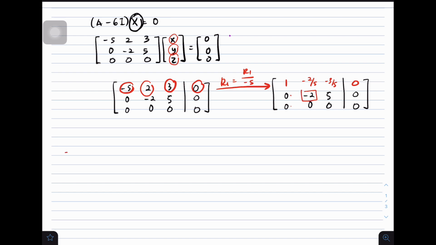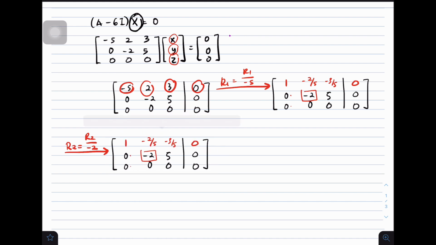Therefore, we need to do the operation where row number 2 is equal to row number 2 divided by negative 2, because we want that one to become 1. So it will change only row number 2. Row number 1 and row number 3 will remain the same, so we just copy back. We will only change row number 2. So 0 divided by negative 2 is 0. Negative 2 divided by negative 2 will give you 1. 5 divided by negative 2 will give you negative 5 over 2. And 0 divided by negative 2 will give you 0.